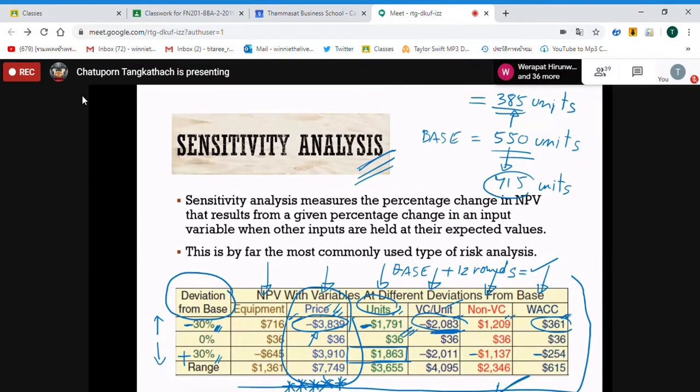But in case you change the variable up and down by 30% like this, and the NPV you get, up and down here, still stays positive in both cases, then that variable will not be that important to this project. This is what we finally get from our sensitivity analysis. Okay, any questions for sensitivity analysis like this?